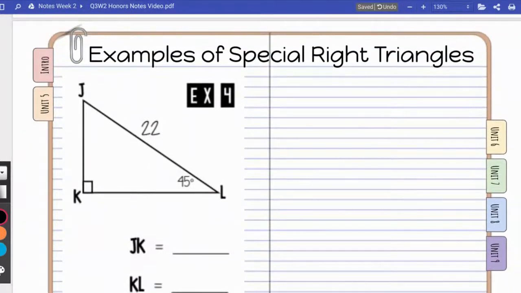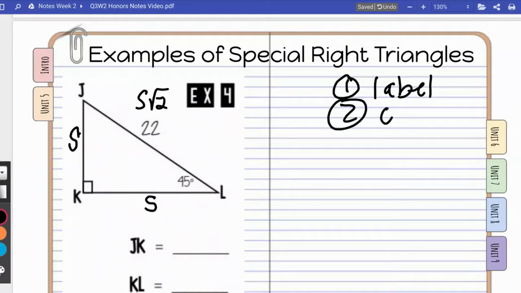Okay, let's do something a little bit tougher. So first thing, let's label our triangle. This is a 45, 45, 90 triangle still. So we're going to label the sides S, S, S square root of 2. Second step, circle the given.